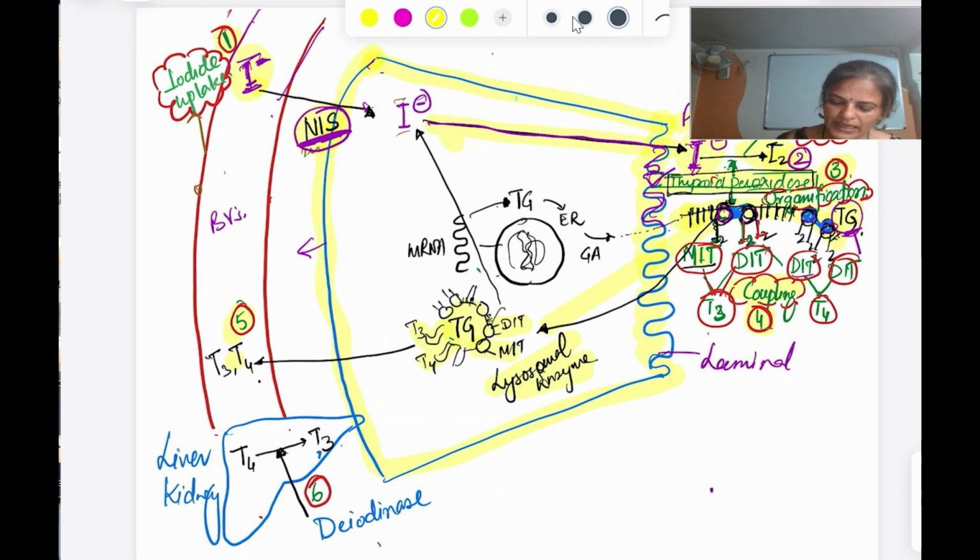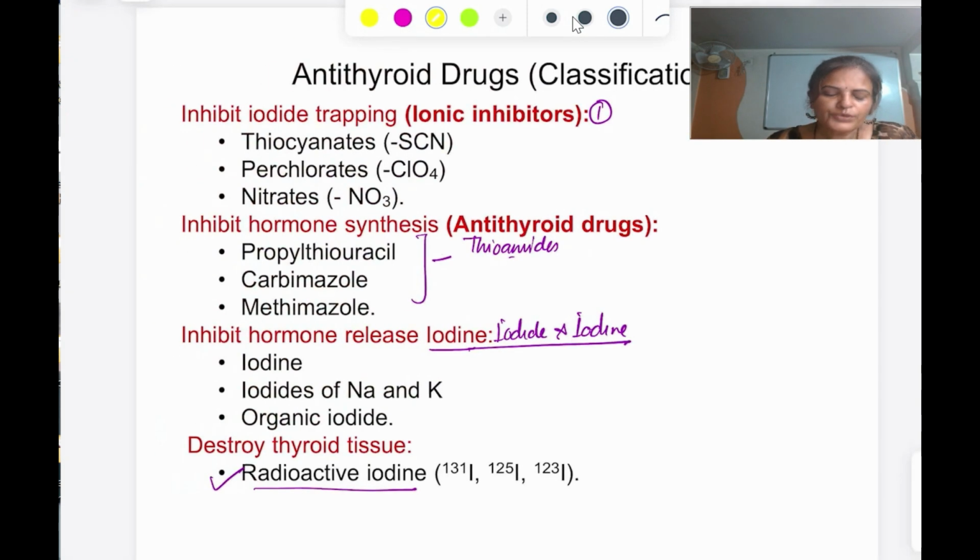Then what will happen? The DIT and MIT, the iodine is again reutilized here, and in the periphery, thyroid follicles mainly synthesize T4. T4 synthesis is more in comparison to T3, but it is T3 which is the active hormone as compared to T4. So in the periphery, like liver and kidney, what happens to this T4? It gets converted into T3 with the help of deiodinase. Hope you understood this.